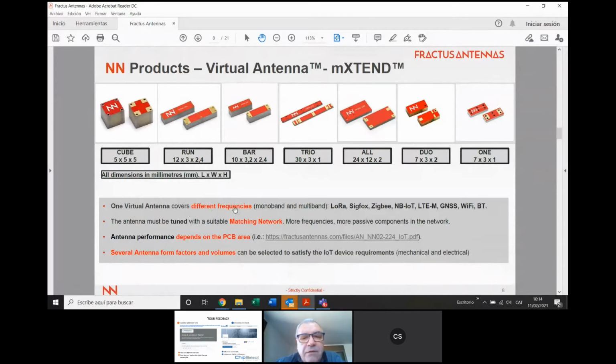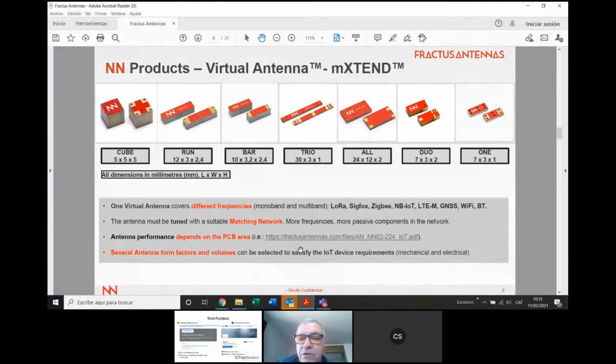It's covering different frequencies, monoband or multiband, from LoRa, Sigfox, Zigbee, NB-IoT, LTE, GNSS, Wi-Fi, Cat-M1, everything is possible from 600 megahertz up to 10 gigahertz, okay? The antenna must be tuned with a suitable matching network. So more frequencies, more passive components in the network. Please keep in mind that the antenna performance depends on the PCB area.